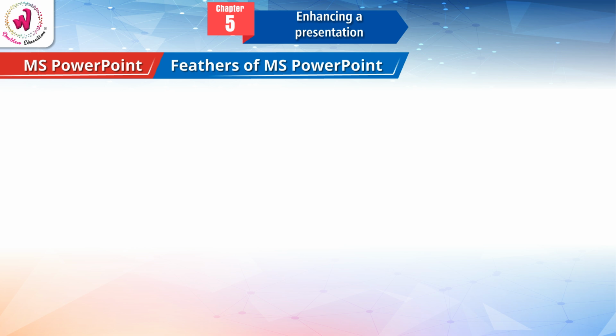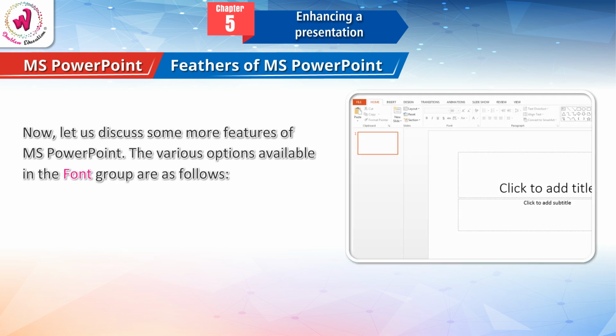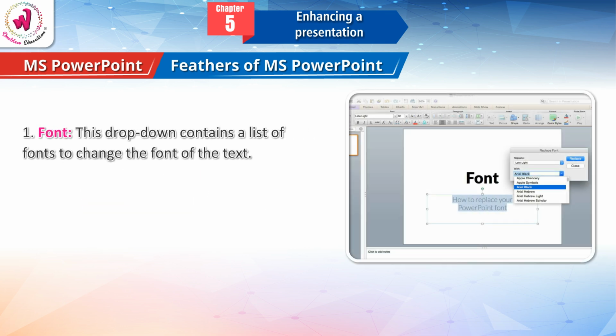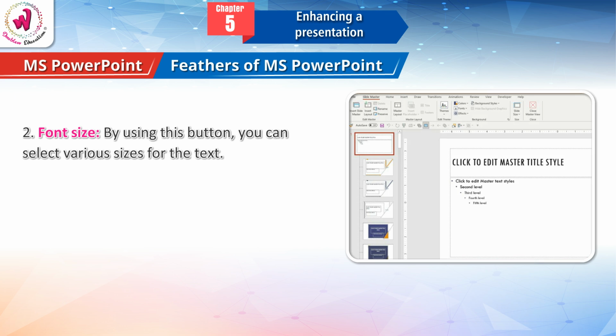Features of MS PowerPoint. Now let us discuss some more features of MS PowerPoint. The various options available in the font group are as follows: font, font size, increase font size, decrease font size, bold button, italic button, underline button, font color button. 1. Font. This drop-down contains a list of fonts to change the font of the text. 2. Font size. By using this button, you can select various sizes for the text.